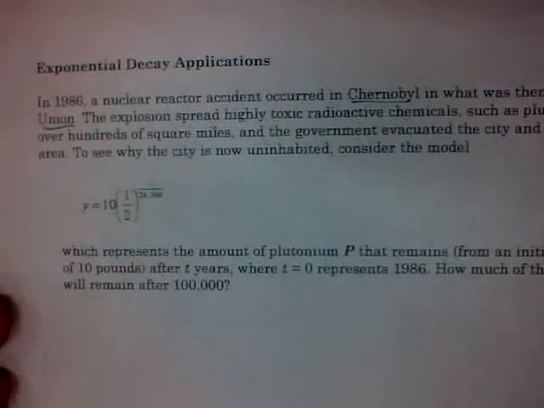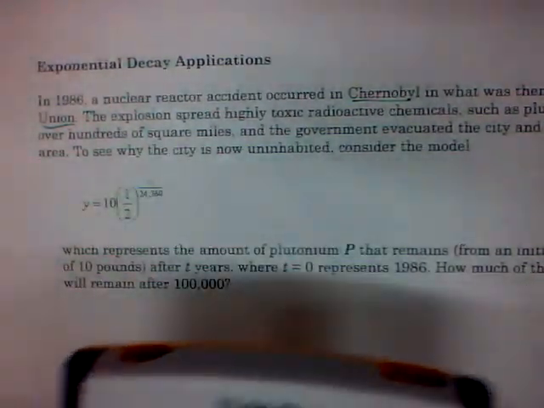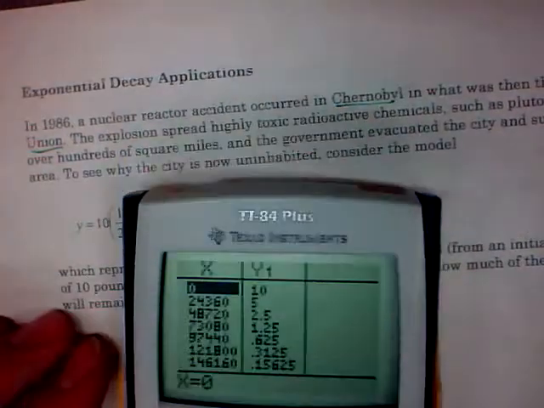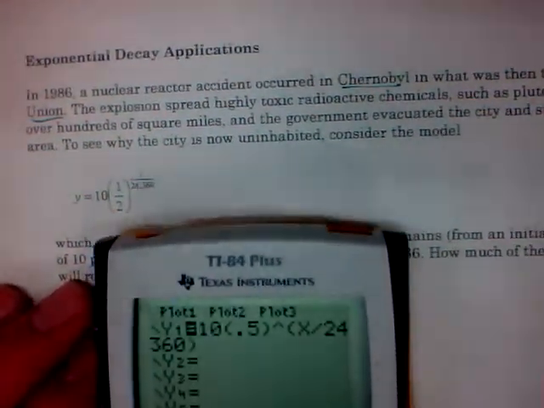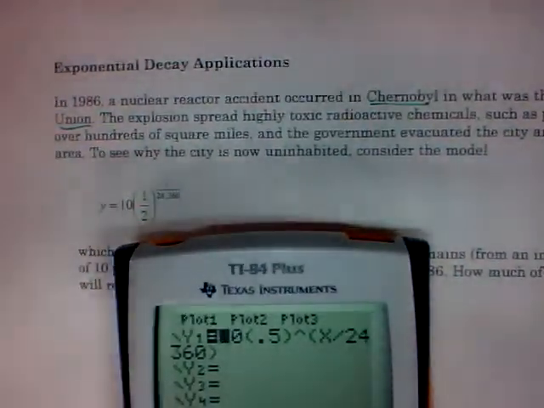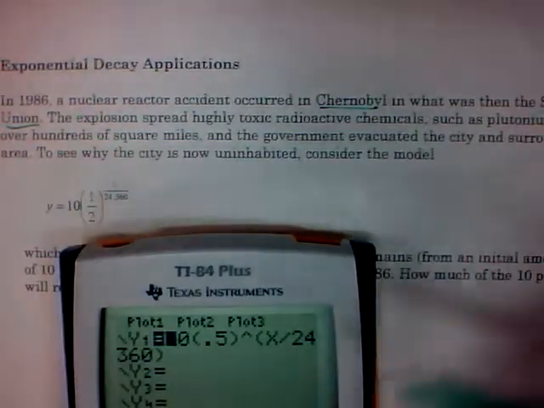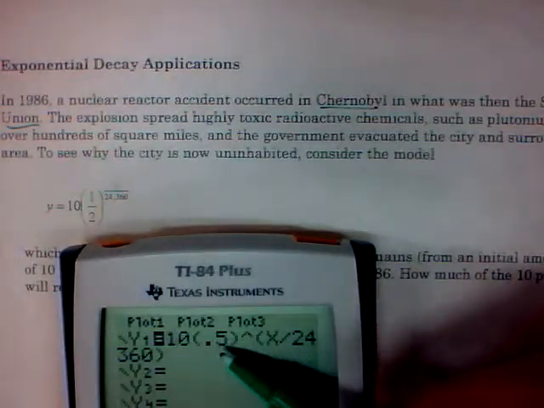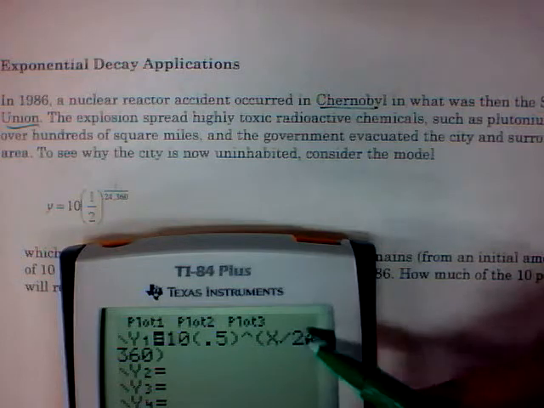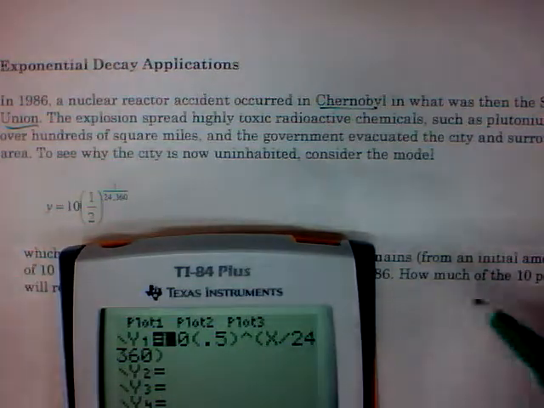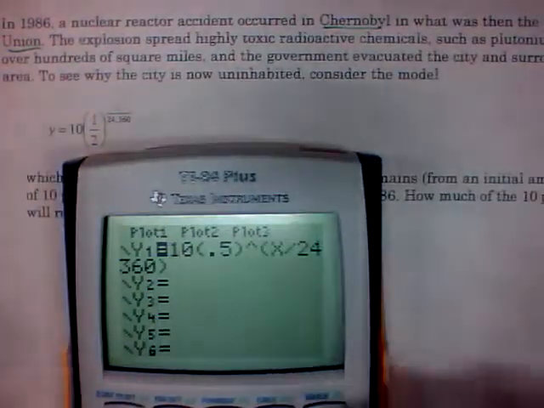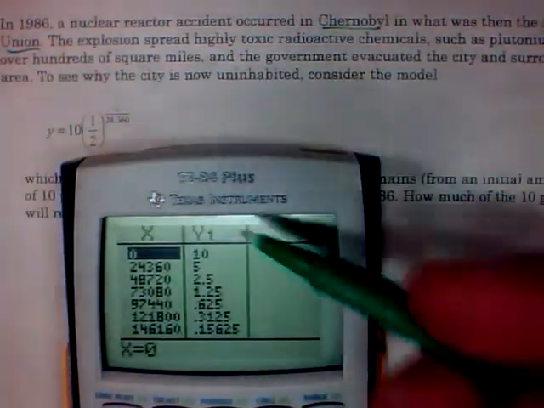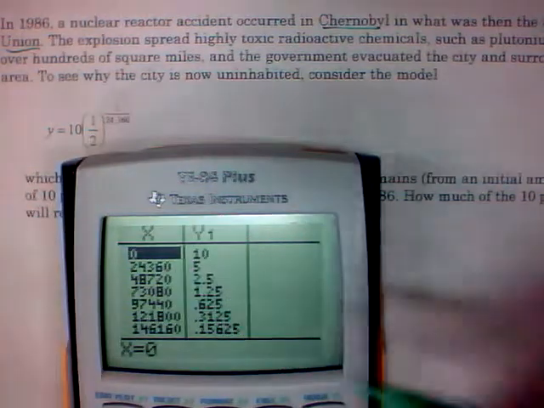Let's look at that on a calculator. What I did here was enter that function in the calculator: y equals 10 times 0.5 to the power of x divided by 24,360. And then I've set up the table of values to jump by every 24,360 years.